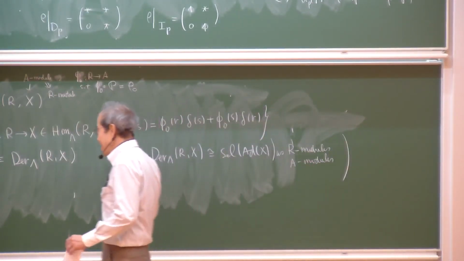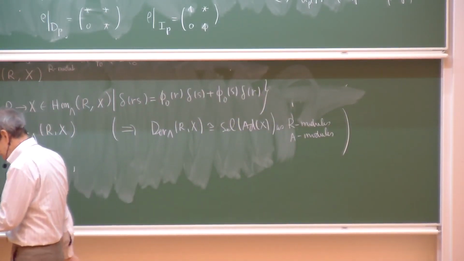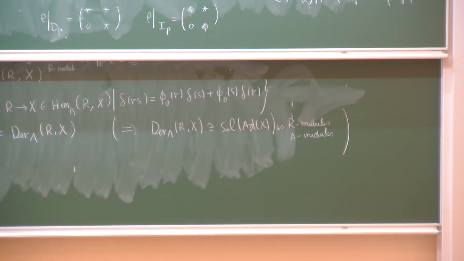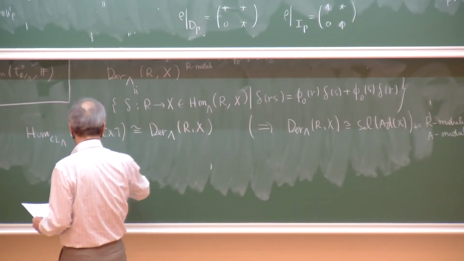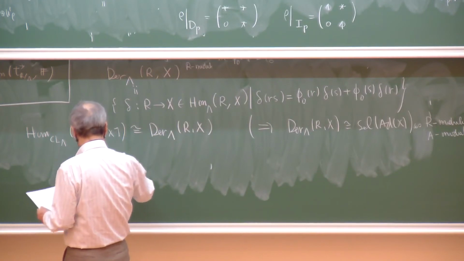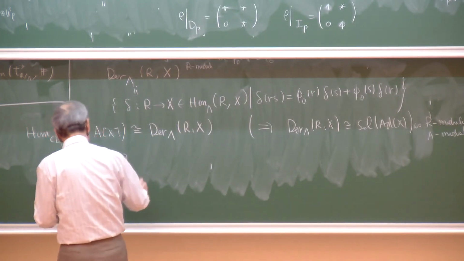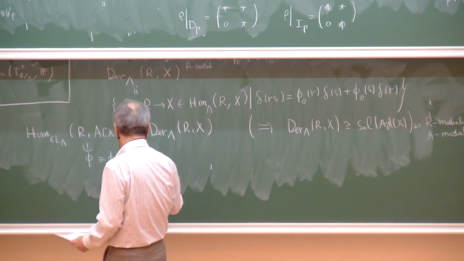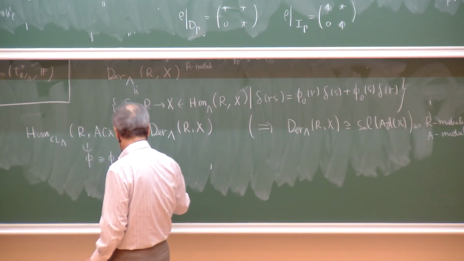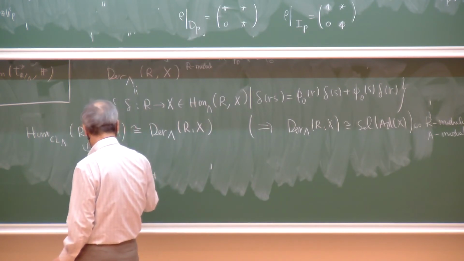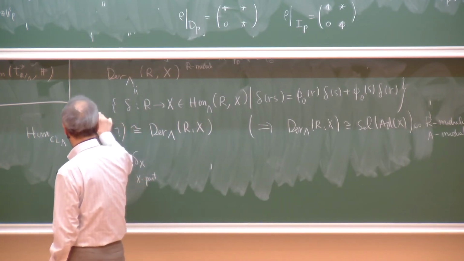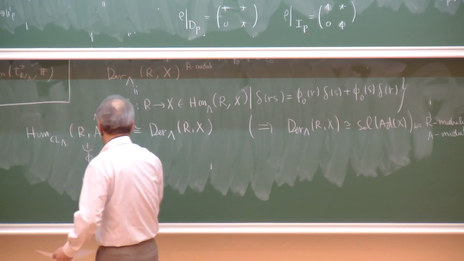So why? This is again the same stupid argument. You pick phi here. You write this as phi naught direct sum delta x. So this is the x part. And so this is the A part. Remember, this is A direct sum x.